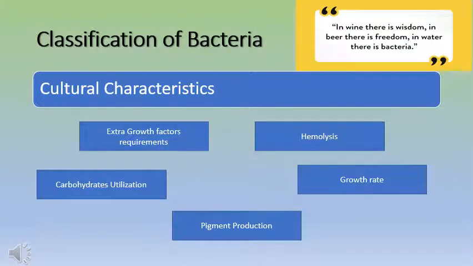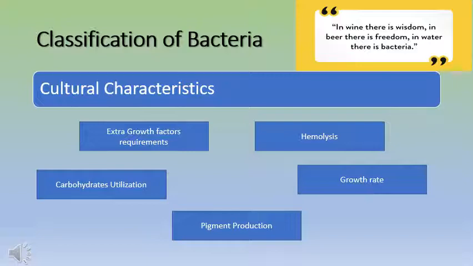Here we can classify bacteria on the basis of their cultural characteristics. What is culture? We can grow, or obtain, a bacteria in artificial medium for diagnosis, for study, for research. So this artificial growth is known as culture. There are bacteria that appear different on different culture media. Some bacteria need special requirements of growth factors, extra growth factor requirements.